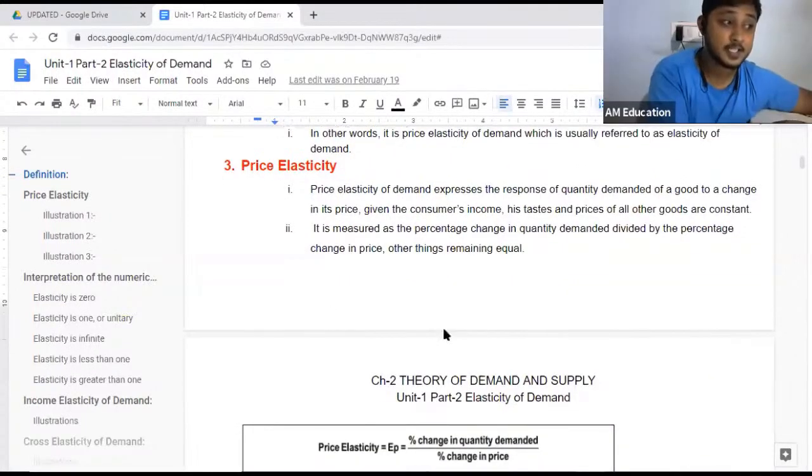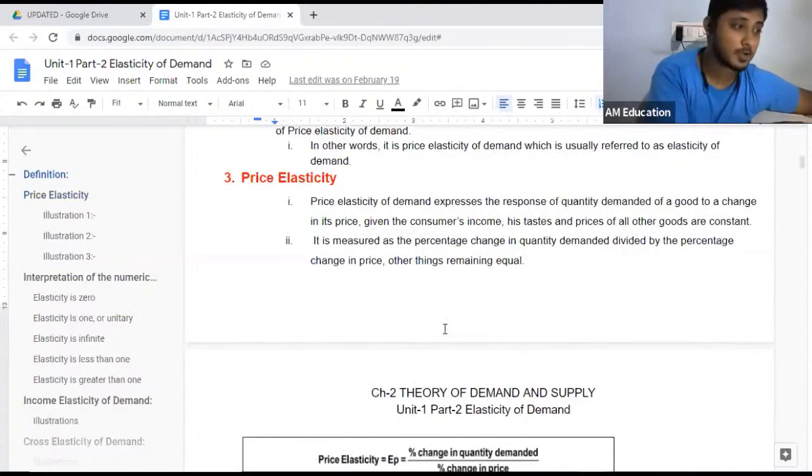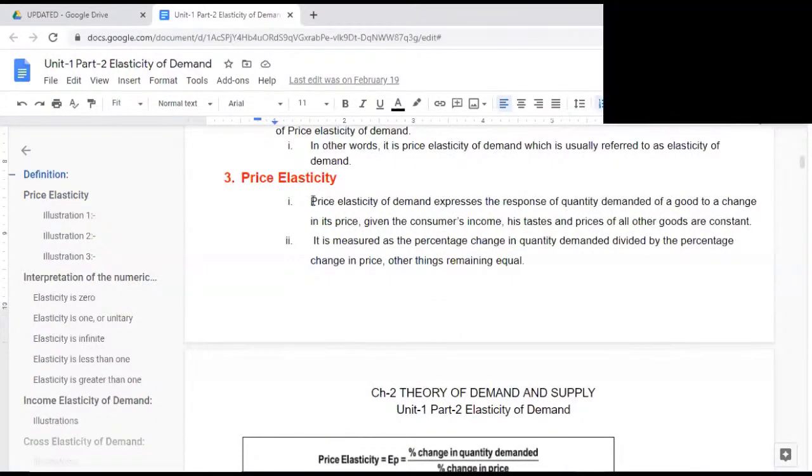Now, price elasticity of demand. Check this out. Bhavani, do you want to read this? Price elasticity of demand expresses the response of quantity demanded of a good towards a change in its price, given the consumer's income, his taste and prices of all other goods are constant.